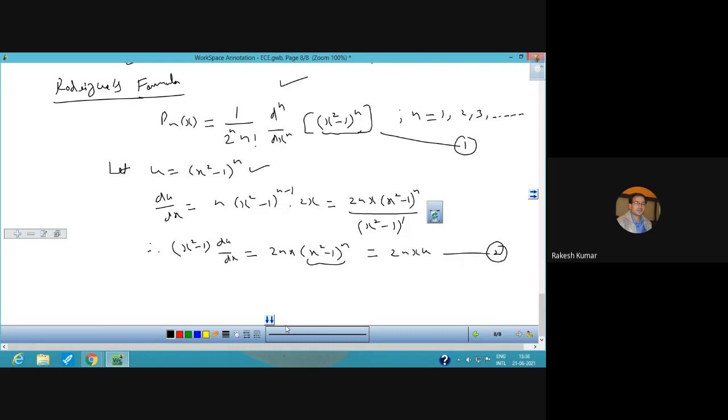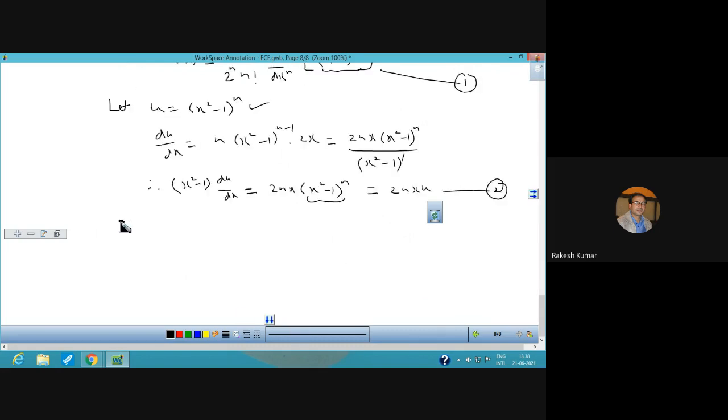Now this step is going to be very important here. You have to differentiate n plus 1 times by Leibniz theorem. This is very important. The Leibniz theorem is the theorem for differentiating n times, n plus 1 times, n plus 2 times. This particular theorem is for that purpose. So let us do the differentiation. This is the left hand side and this is your right hand side.